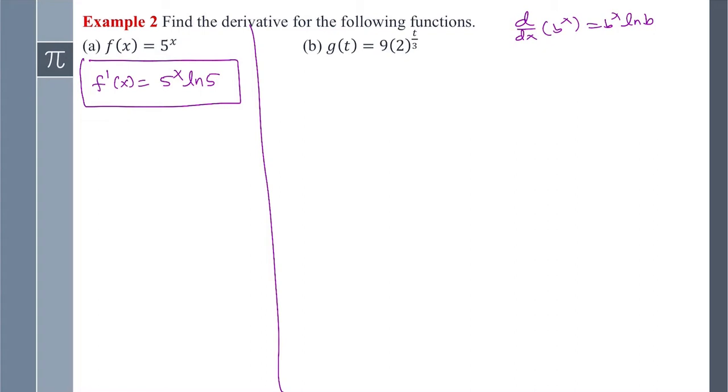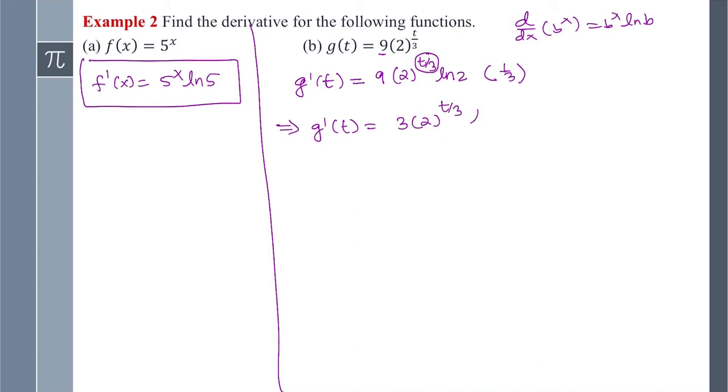Now let's look at this one. Here we have to use the chain rule. So g prime of t equals, now we have this coefficient 9, so 9 stays as 9. Now we have b to the x, so the derivative of b to the x is 2 to the t over 3 times natural log of 2, but it was not just t, we have t over 3, so we need to use the chain rule and find the derivative of t over 3, which is 1/3. Now that gives us g prime of t equals, now we can multiply 9 and the 1/3, which gives us 3, then times 2 to the t over 3 natural log of 2, and then we cannot simplify further, so we'll just leave it here.